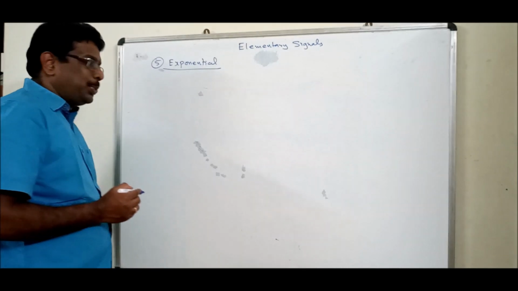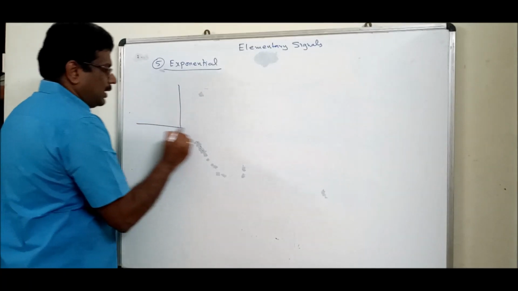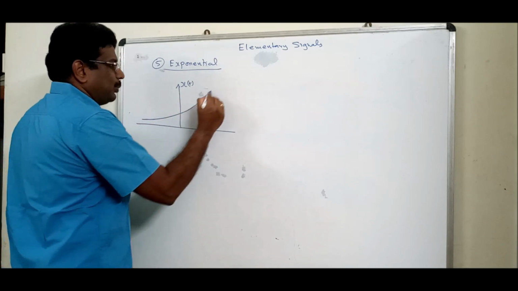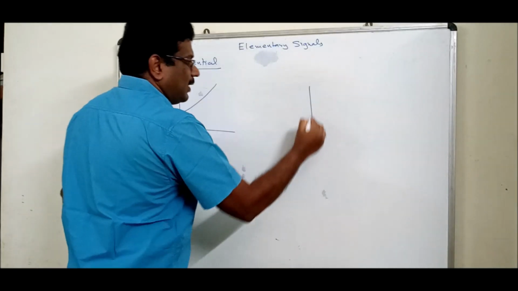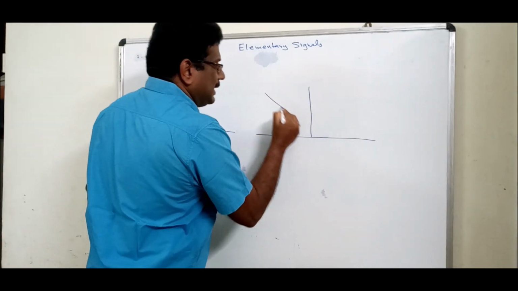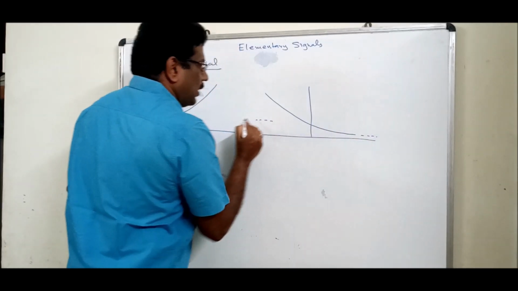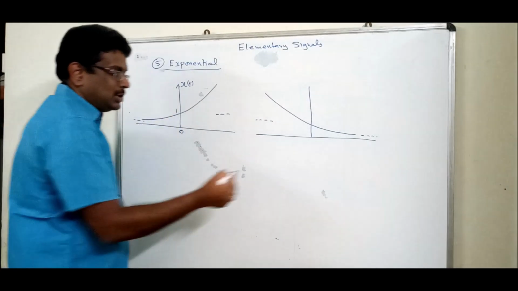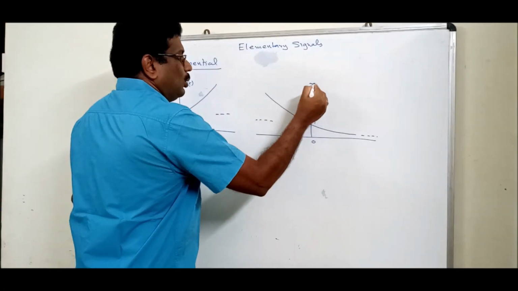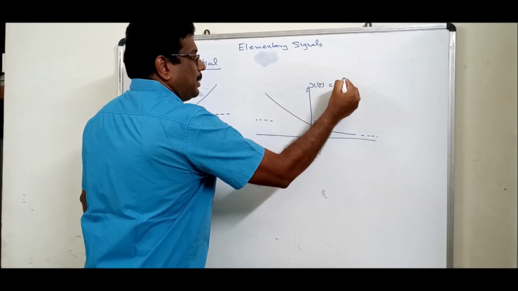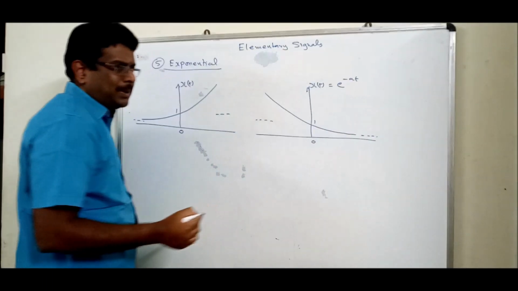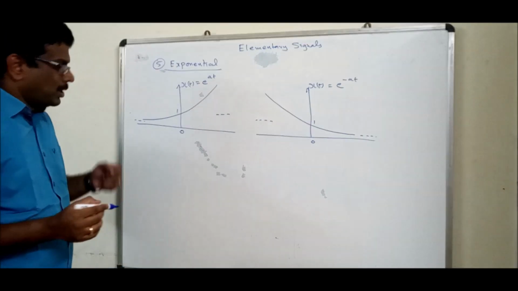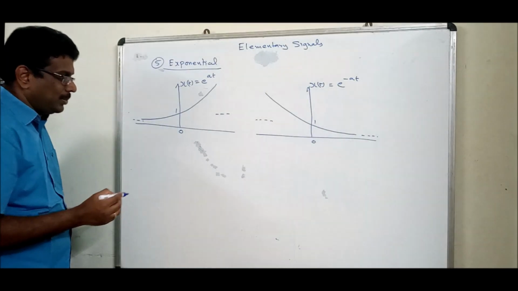The next classification is exponential. What is an exponential signal? This is your exponential signal. Similarly, I can have an exponentially decaying one, and an exponentially growing one. At 0 it is 1 because e power 0 is 1. So this signal is e power minus a t, where a can be any value. E power a t with positive a is exponentially growing, and with negative it is exponentially decaying.